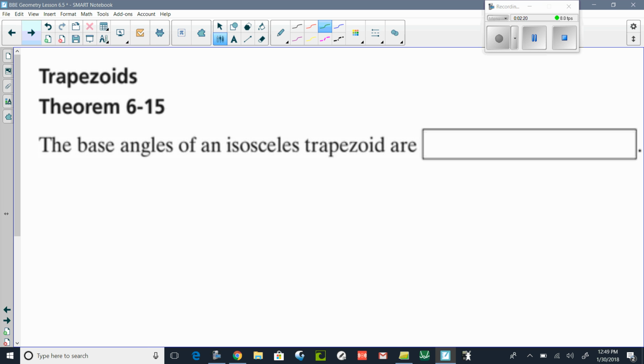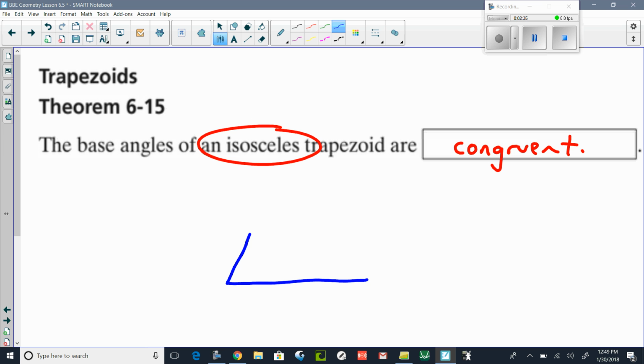Trapezoids. The base angles of an isosceles trapezoid are congruent. Now, we need to make sure we pay attention to probably the most key word here, and that's the idea that we have an isosceles trapezoid. So if I have this trapezoid, remember that an isosceles trapezoid, again, is going to have one set of parallel sides, but because it's isosceles, we have the legs equal to one another. So in an isosceles trapezoid, both sets of base angles are going to be congruent. So this angle here is going to be congruent to this angle here. And similarly, this angle up here, the other set of base angles will also be congruent.